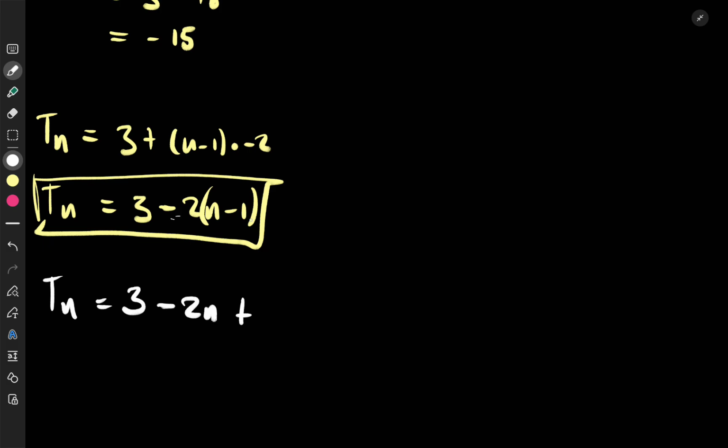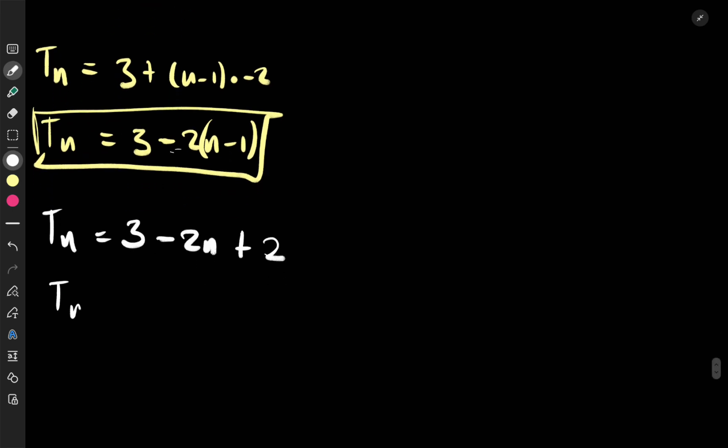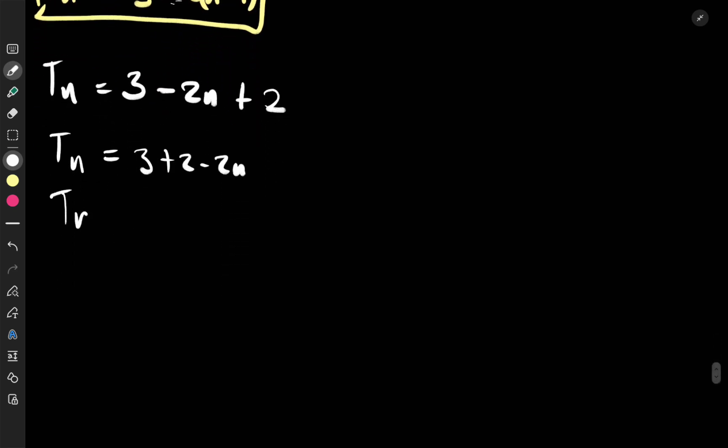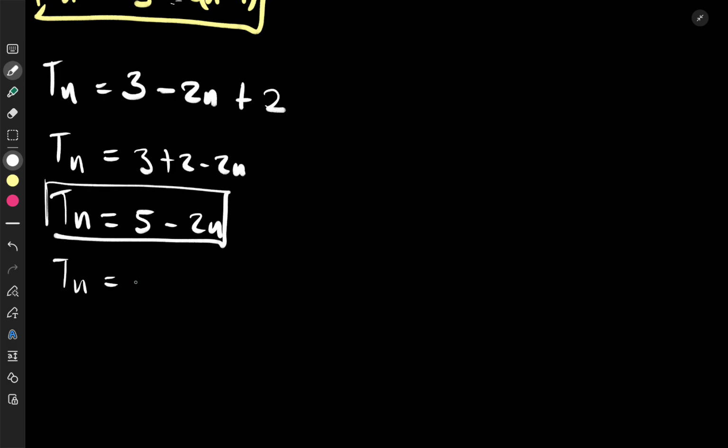If you're not sure about negative values, just multiply them. Minus 2 times minus 1 gives you a positive 2. So we group like terms, 3 plus 2 minus 2n, and we have Tn equal to 5 minus 2n. And this is going to be the solution. Or you can even write it as Tn is minus 2n plus 5.